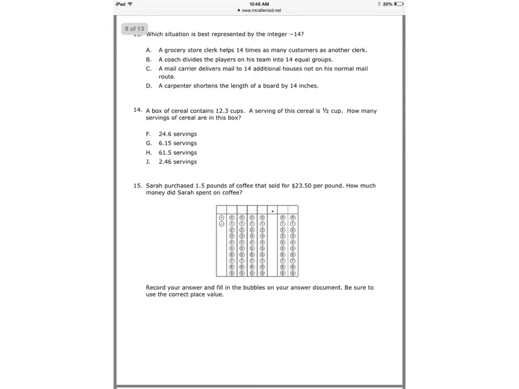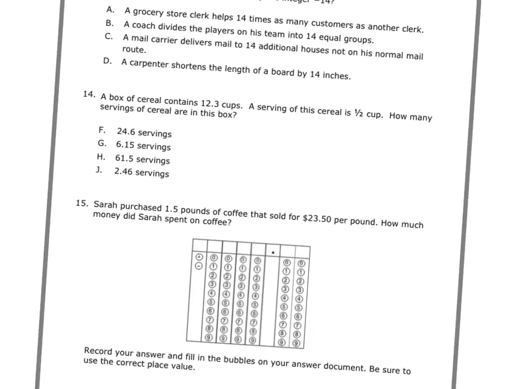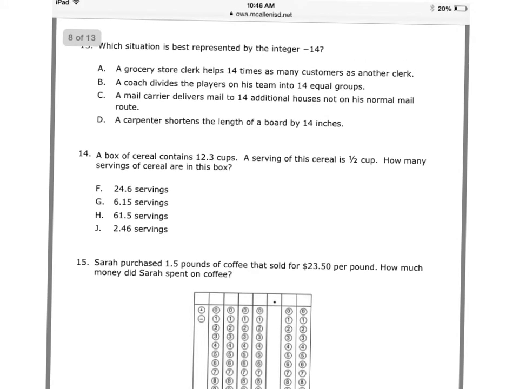Number 6, which expression is best represented by the integer -14? This means that there's going to be a loss of 14. A grocery store clerk helps 14 times as many customers as another clerk. That means however many another clerk did, he did 14 times that. That's not losing 14. A coach divides the players on his team into 14 equal groups. See equal groups right there? That's division. Nope. A mail carrier delivers mail to 14 additional houses not on his normal mail route. They're adding 14. That's plus 14 or positive 14.